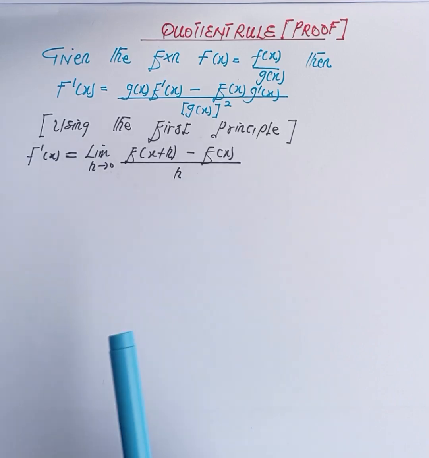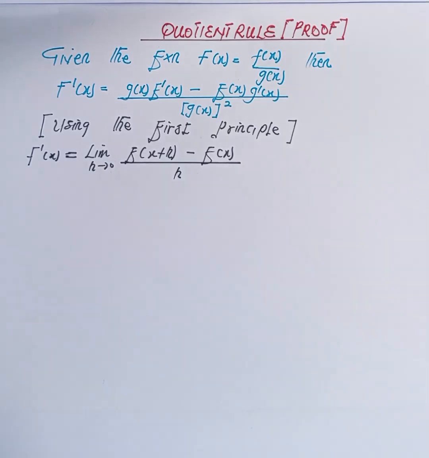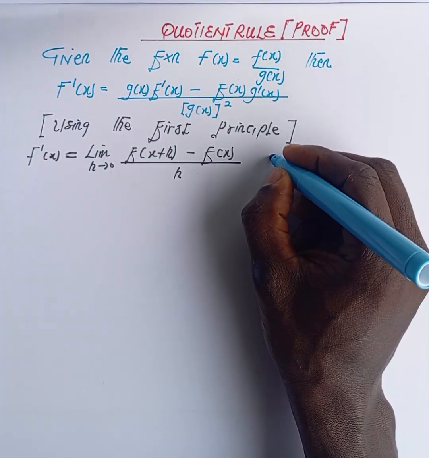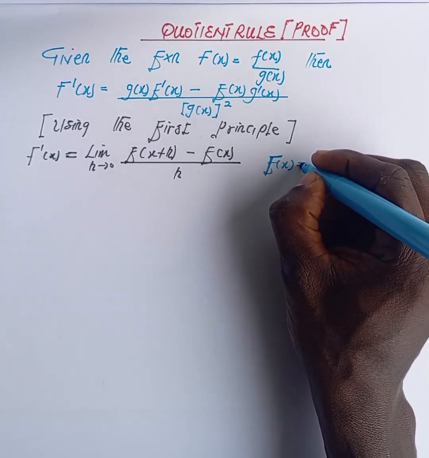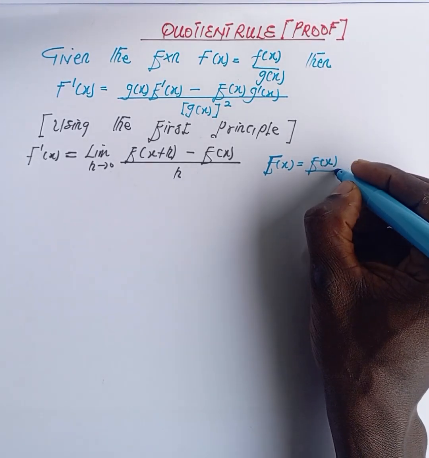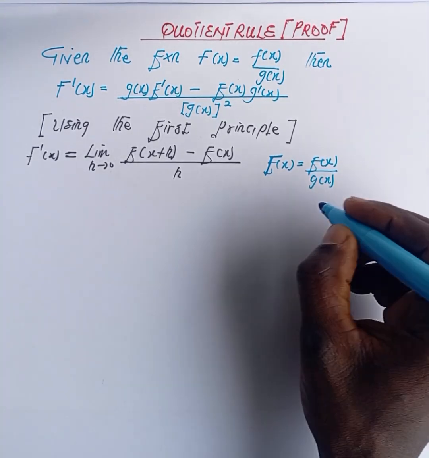So we are going to prove it using the first principle, and we know that the first principle is giving us this. So what we are going to do here is to identify our F at x and then identify our F at x plus h. So from here we can say that our capital F at x is giving us small f at x all over g at x.